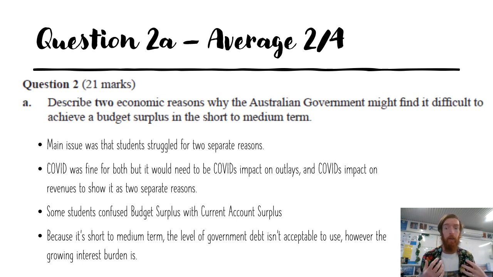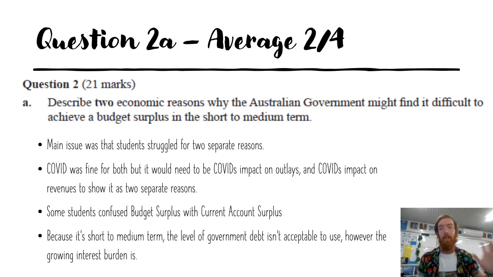I think it's a question a lot of students probably came out of the exam feeling confident about, but when they then looked at the examiner's report later, which I assume almost none of the students that sat the exam actually look at, but we do in the future: describe 2 economic reasons why the Australian government might find it difficult to achieve a budget surplus in the short to medium term.